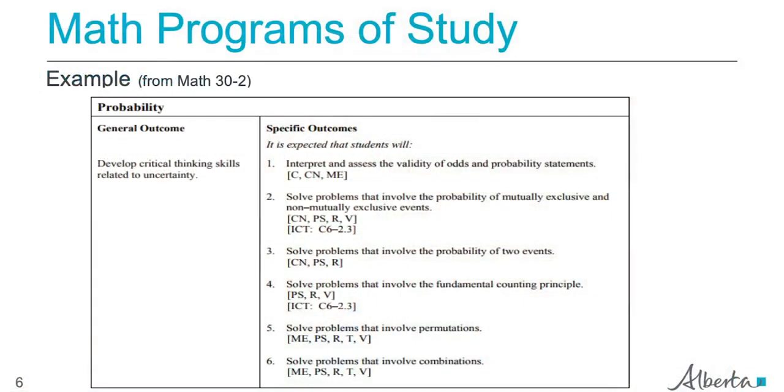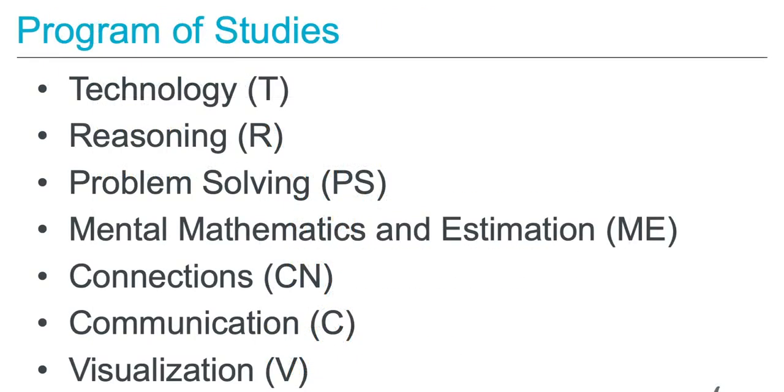Notice that there are letters in the square brackets at the end of each specific outcome. These are the symbols representing the mathematical processes. Knowing which math processes are listed for each outcome should inform both instructional activities as well as assessment items. Each specific outcome lists the math processes that teachers would expect students to employ when working with that outcome. Your assessment items should align with these processes and target the same skills.